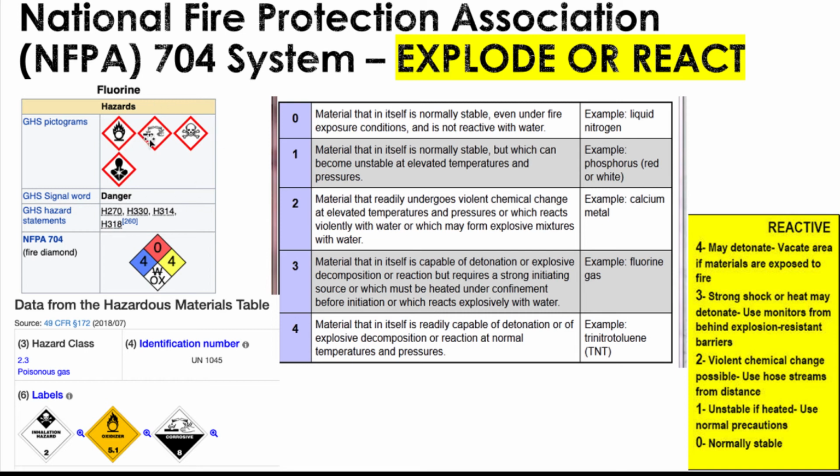Oxidizer, corrosive, toxic, health hazard. Again, you know where to find those. And then you should be able to identify these as well. It's a gas, inhalation hazard, toxic, an oxidizer, and a corrosive as well. And you could see that in here where there's no flammability rating, but the other points on the diamond are filled in.